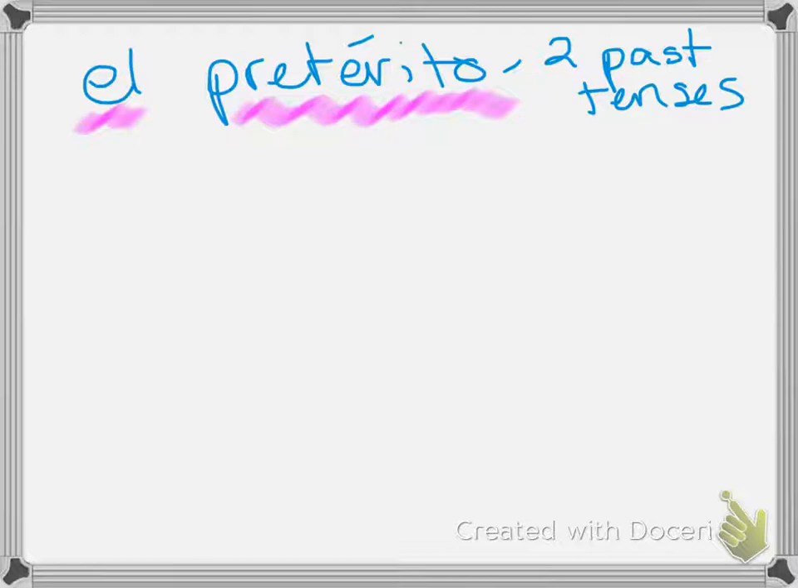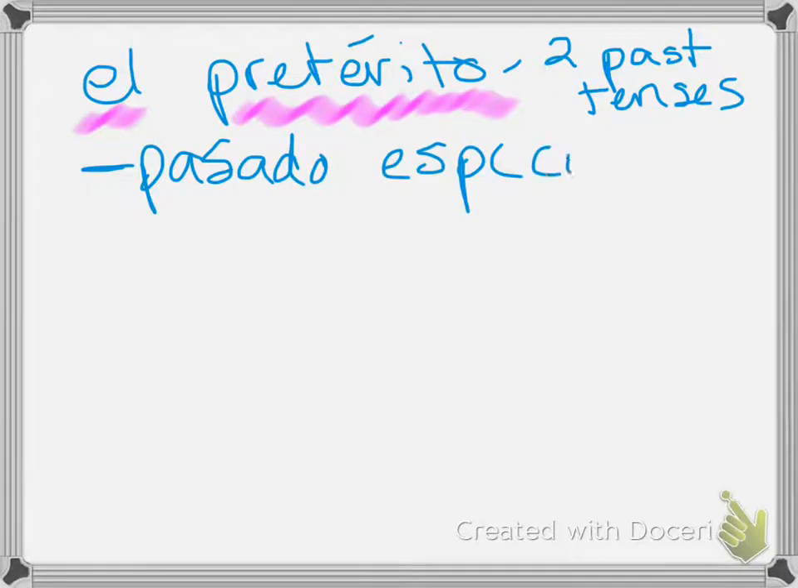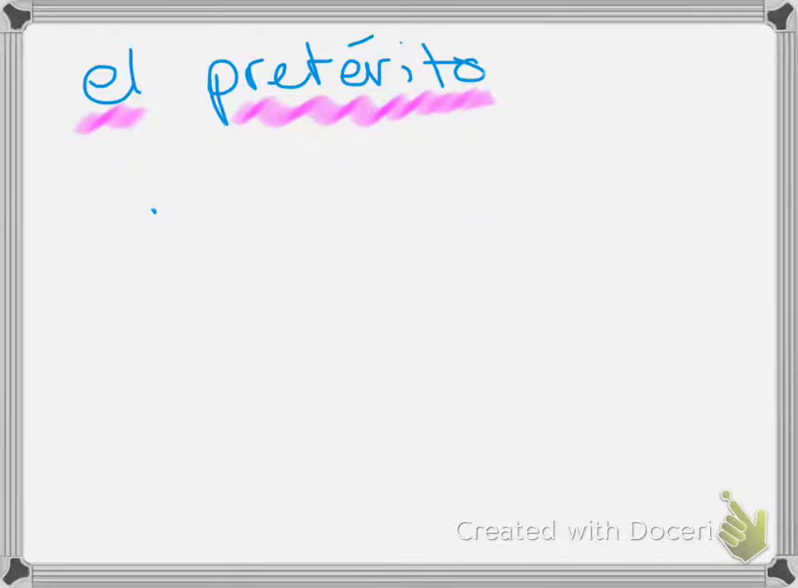So el pretérito is what I like to call el pasado específico, because we're going to use it when we're talking about more specific events than when we talk with the imperfecto. But like I said, we're going to get into the nitty-gritty of that in a different video. So for right now, let's talk about how we form el pretérito. For this video, we're going to focus only on verbs that end in AR. So this is el pretérito de verbos de AR.